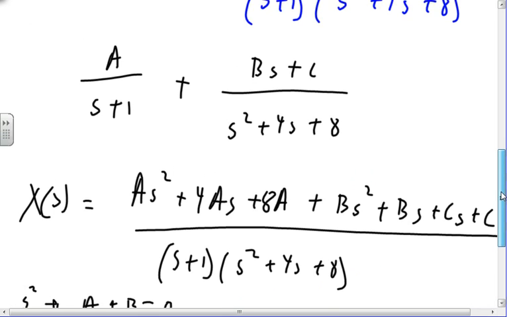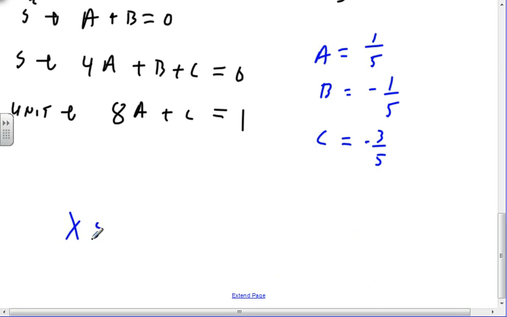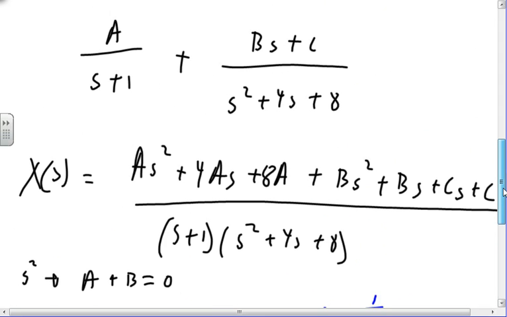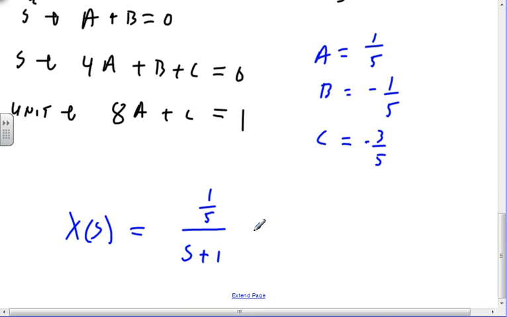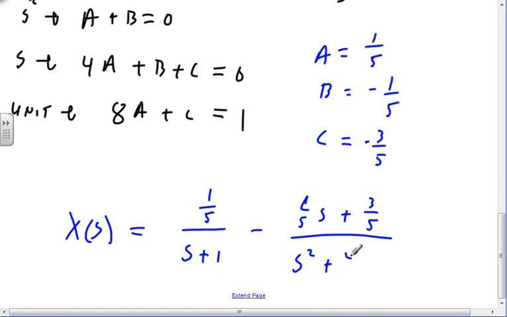Anyway, back to what we're doing. A is 1/5. So X of s is equal to 1/5 over s plus 1, minus 1/5 s plus 3/5 over s squared plus 4s plus 8.